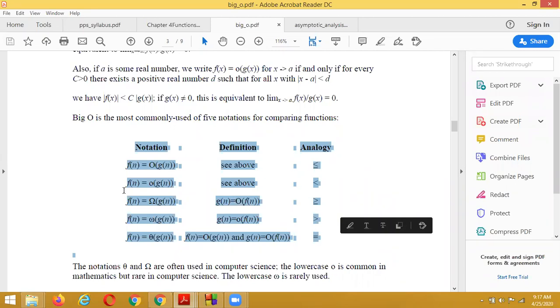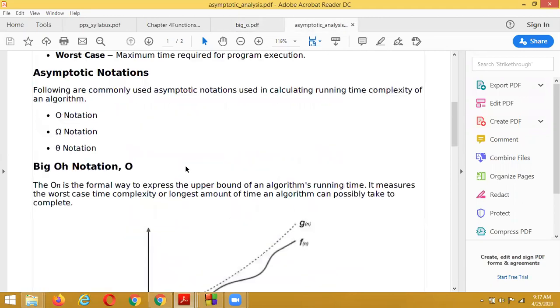And what are the different types of asymptotic notations we have here? In most textbooks they explain these three notations. What are the three notations we have?